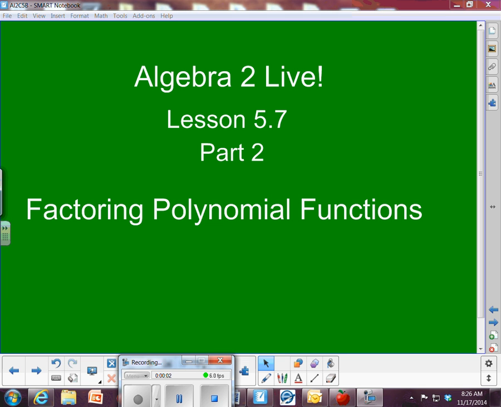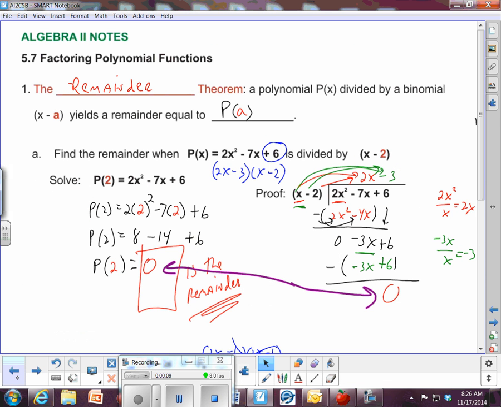All right, so part two, right? Part two. Let's do a quick review, and then we'll get rolling on. Okay, so everything starts with the remainder theorem.